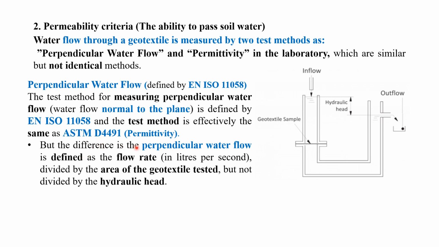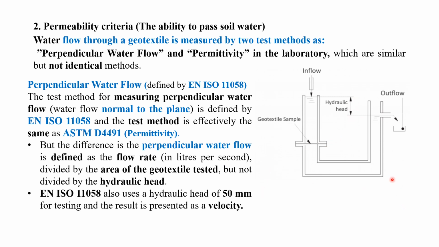We can see the difference is in the perpendicular water flow and permittivity. The perpendicular water flow is followed by EN ISO 11058, whereas permittivity is followed by ASTM D4491. So what is the difference? Perpendicular water flow is defined as the flow rate in liters per second divided by the area of the geotextile tested, but not divided by the hydraulic head. EN ISO also uses a hydraulic head of 50 mm for testing, and the result is presented by velocity.